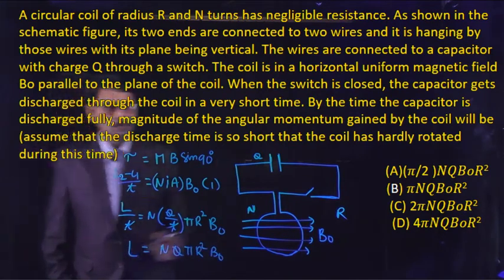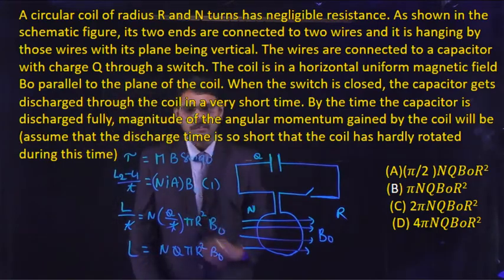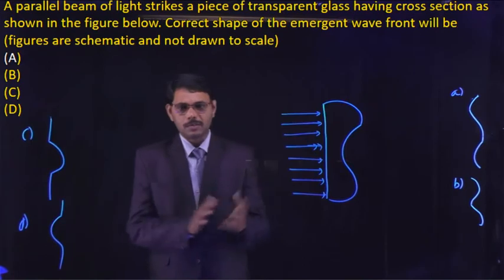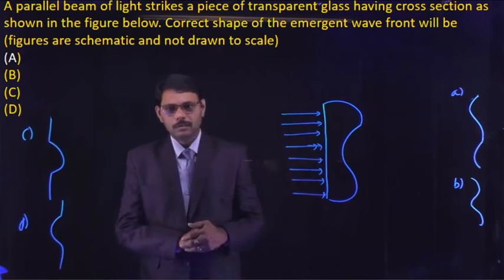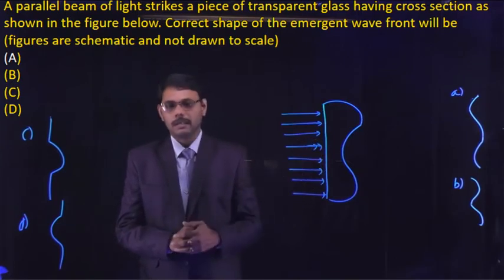So in the second option, we have this answer. This is a direct question. We can answer it easily. So students, let us come to the next question. It belongs to the wave optics chapter. In JEE Main examinations, one answer is correct.